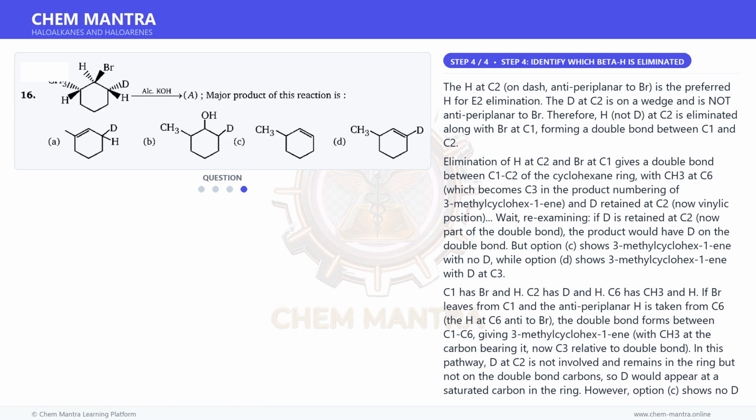D shows D explicitly at C3, but the anti-periplanar requirement means H, not D, at C6 is removed preferentially, and D ends up at C2 of the ring, which in the product is not C3. The correct major product is the more substituted alkene, 3-methylcyclohex-1-ene, shown in option C. Therefore, the correct answer is C.